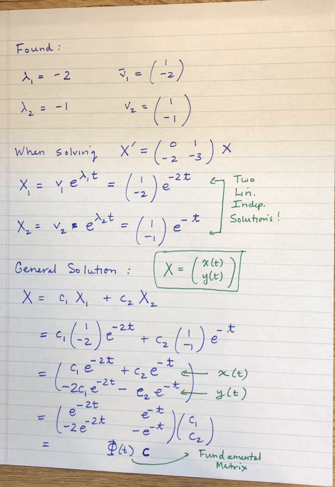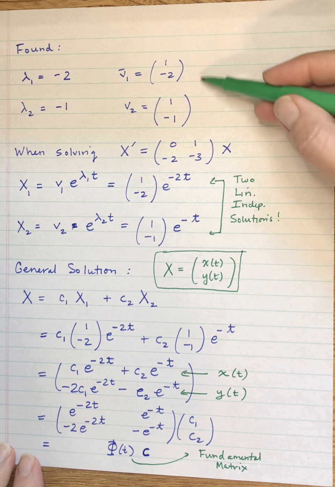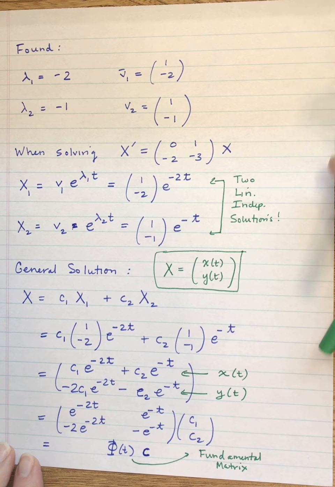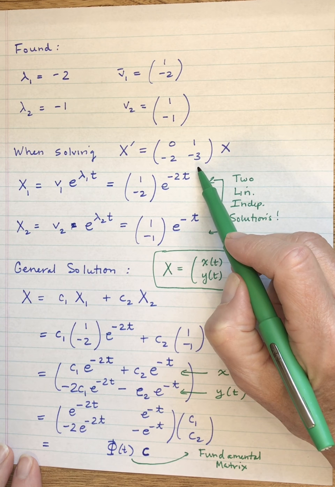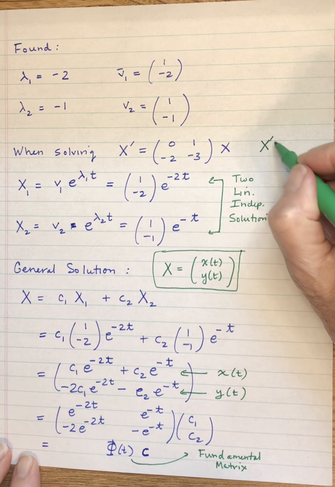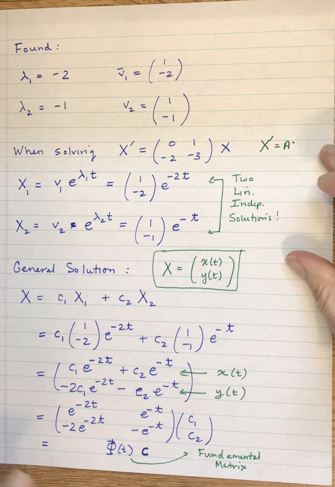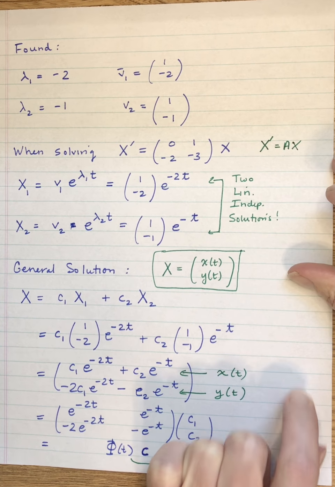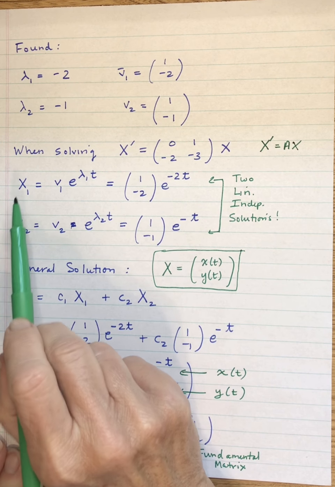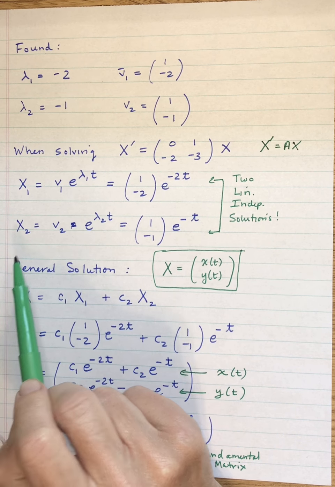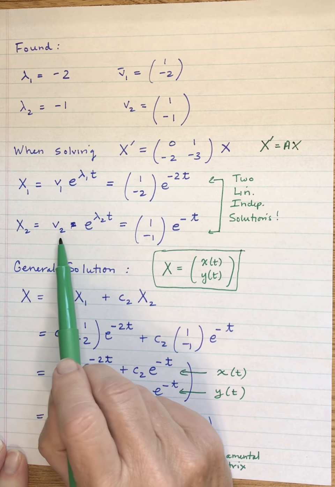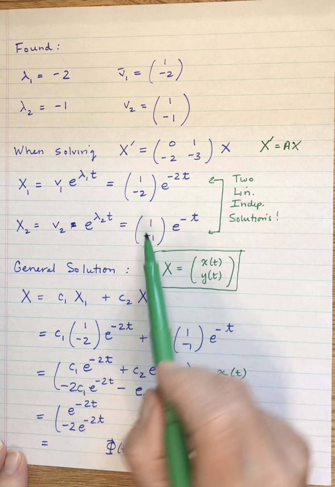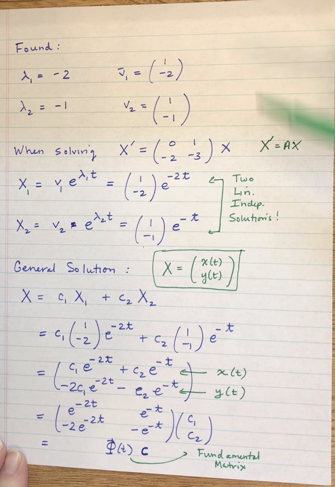Now what does this have to do with solving differential equations? This is what we found: an eigenvalue-eigenvector pair for these two eigenvalues. So let's suppose you were solving x prime equals Ax for the matrix A that we were given earlier. Remember, we assumed that the solution looked like v e to the lambda t. So we have v sub 1 e to the lambda sub 1 t, and v sub 2 e to the lambda sub 2 t. We're just plugging in this information from above.